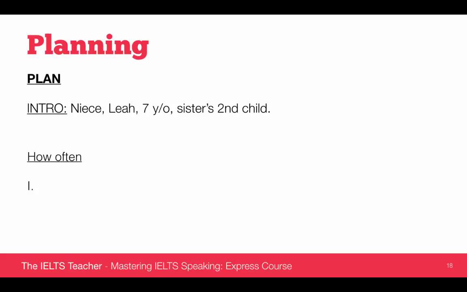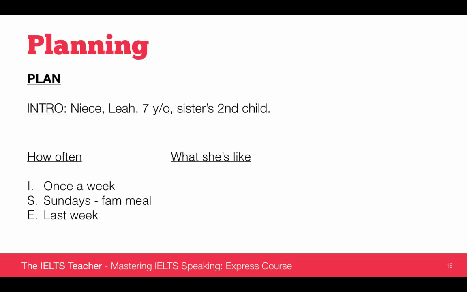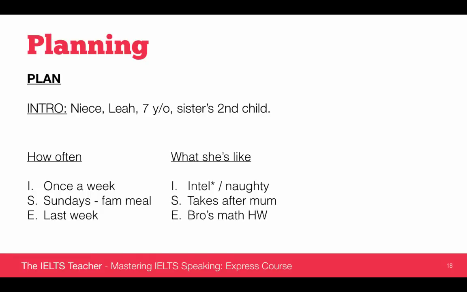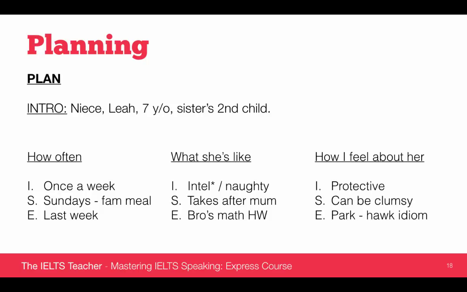How often? Idea, once a week. Support, Sundays. Example, last week. What she's like. Idea, intelligent, naughty. Support, takes after mum. Example, brother's math homework. Finally, how I feel about her. Idea, protective. Support, can be clumsy. Example, park, use the hawk idiom. Again, notice the note forms that I'm using. I didn't write the word intelligent. I wrote the word intel and then a little asterisk because I know what I want to say. Make sure you improve on that speed.